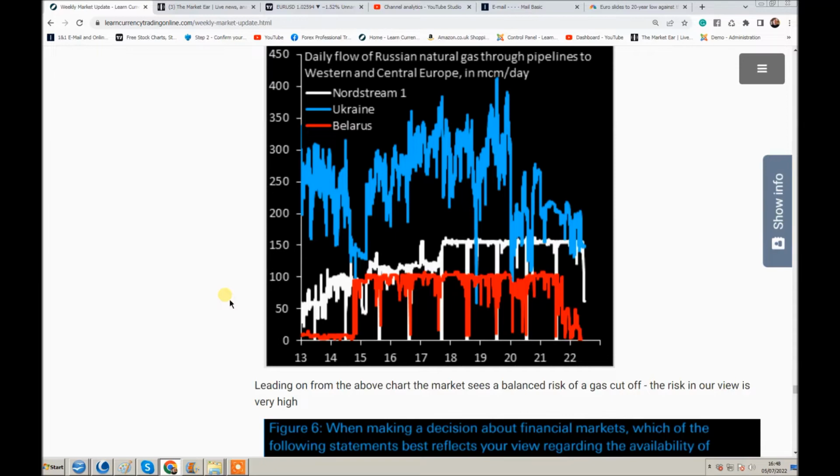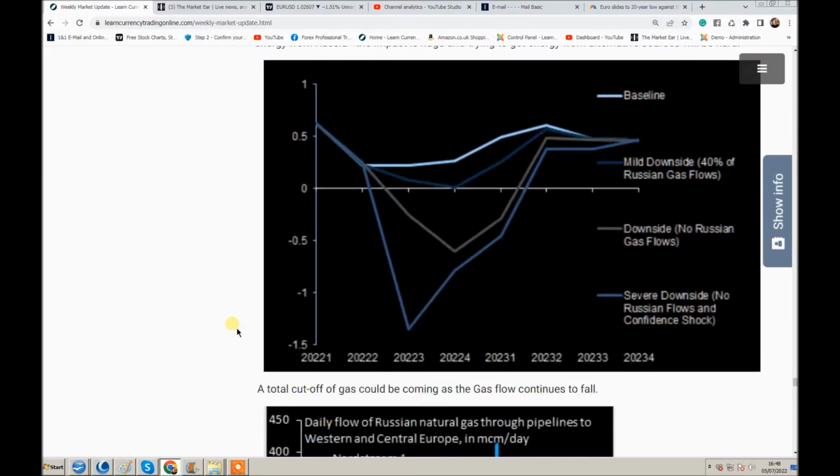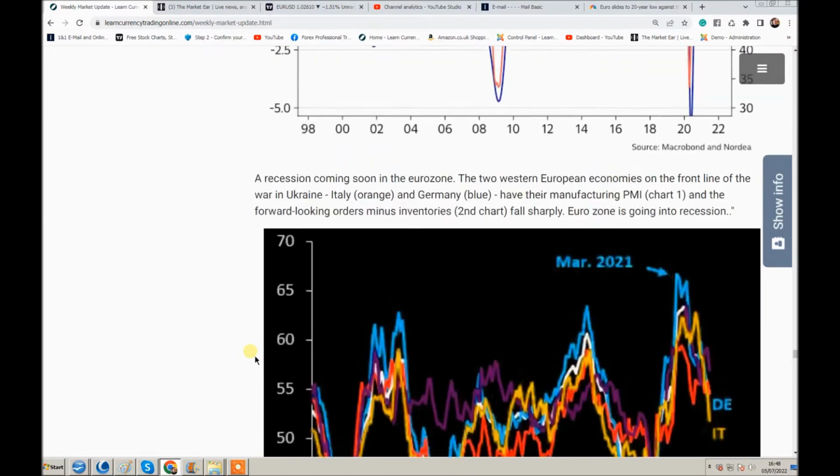Okay, now in terms of the ECB raising rates, I just want to get these two charts before we go back to Euro USD.